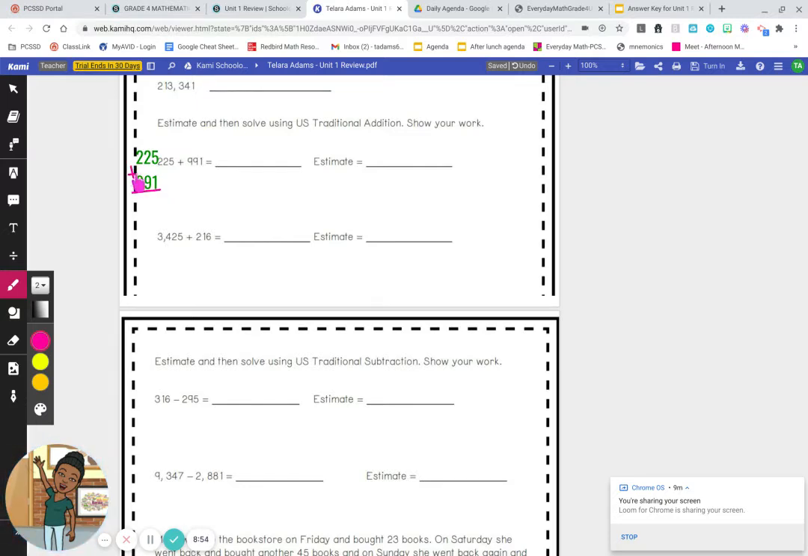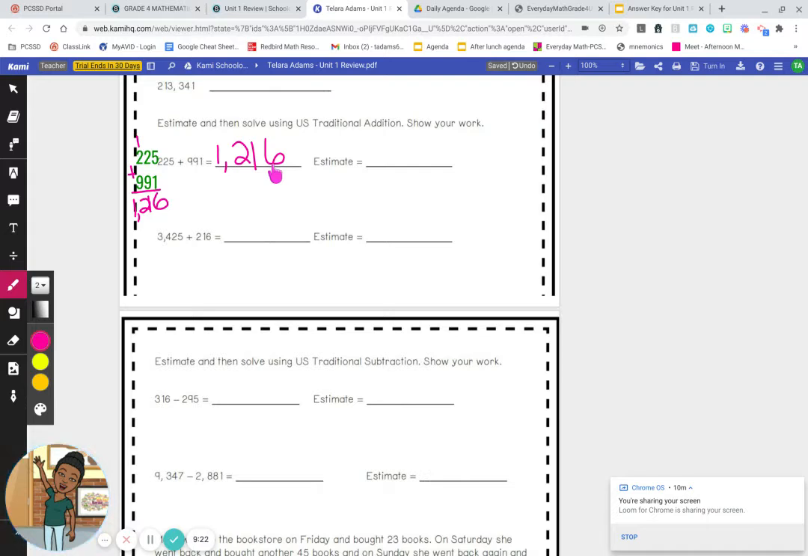We're always starting with our ones column. 5 plus 1 equals 6. 2 plus 9 equals 11. Carrying my 1. 1 plus 2 equals 3. And 3 plus 9 equals 12. So my answer is 1,216. That's my answer. Now the second part is asking me for an estimate.